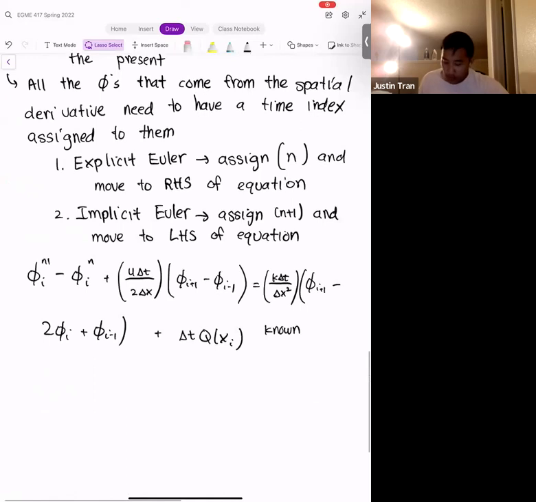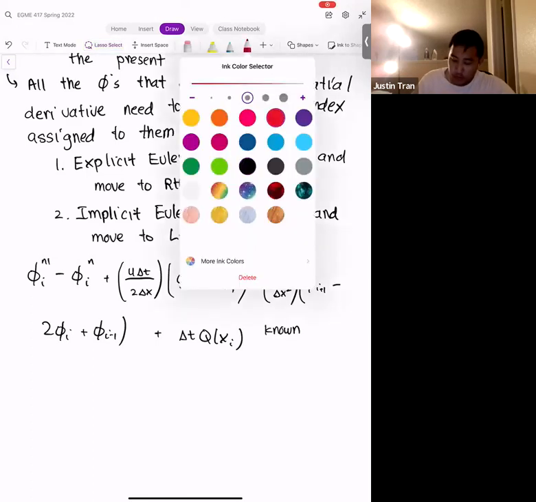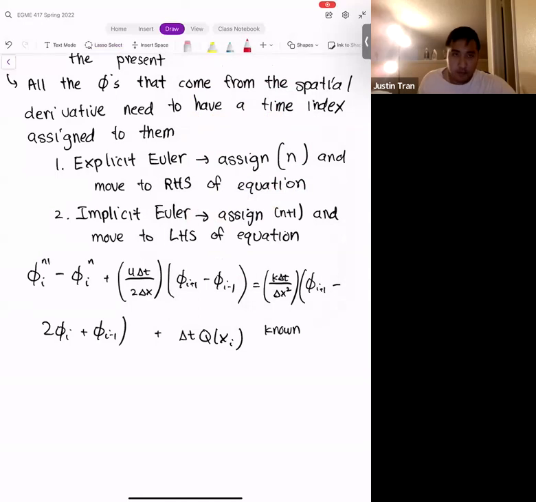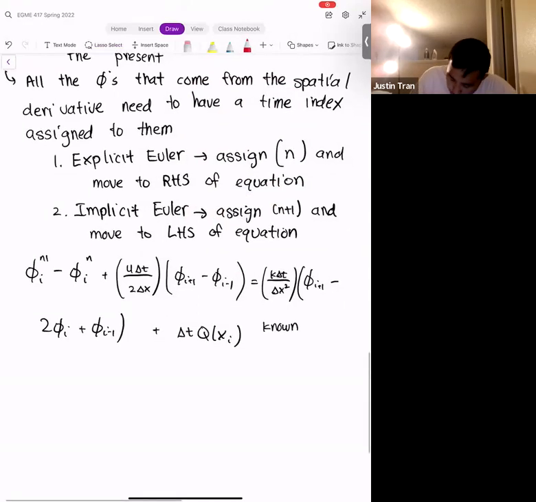So here's our equation, and let's see what it looks like when we apply the explicit Euler and implicit Euler. So let's start with explicit Euler because that one's just the first one that's listed. For all of these phi terms, I'm going to assign a time index of n. Since those are known quantities now, we're going to move them to the right-hand side of the equal sign.